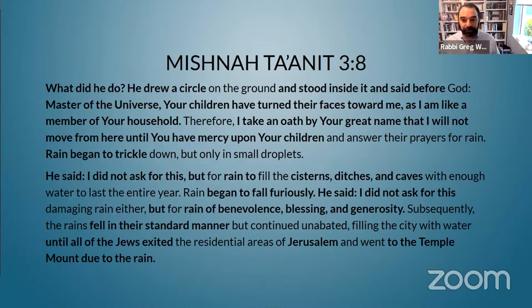What did he do? He drew a circle around the ground and stood inside it and said before God, Ribono Shel Olam, Master of the universe, your children have turned their faces towards me, as I am like a member of your household. Therefore, I take an oath by your great name that I will not move from here until you have mercy upon your children and answer their prayers for rain.